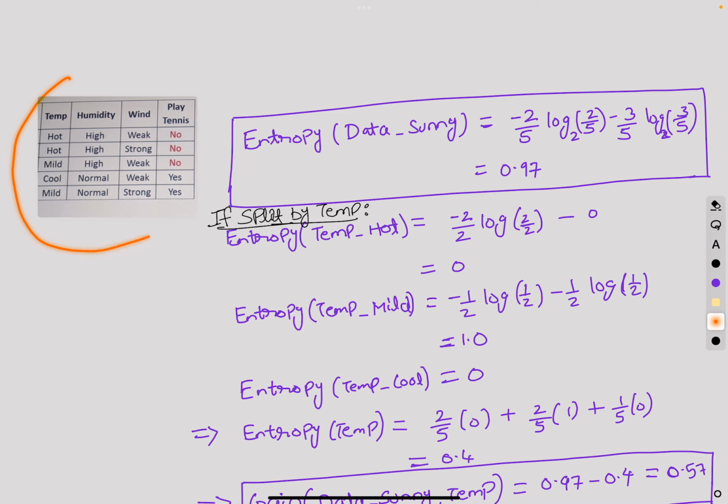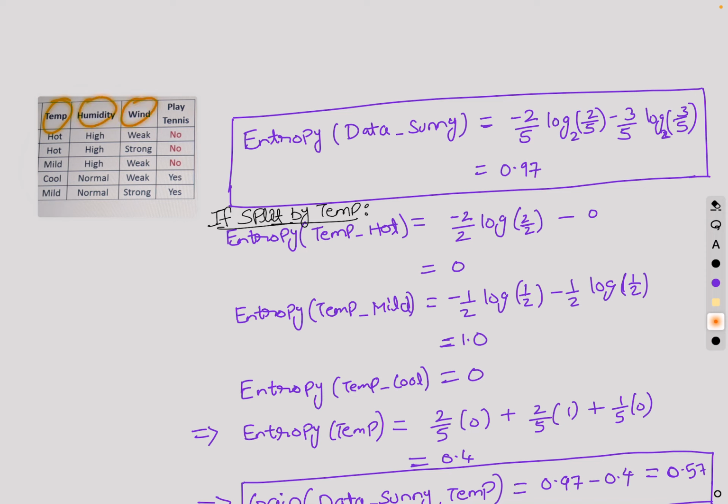So this will be considered as the data set now. At this point, I have entropy as 0.97 because there are two records that belong to yes, and totally there are 5 records. So minus 2 by 5 log 2 by 5, minus 3 by 5 into log 3 by 5 to the base 2, because 3 records belong to class no. So the entropy at this data is 0.97.